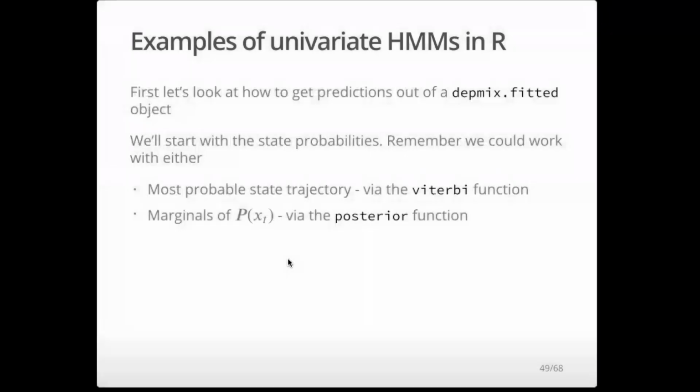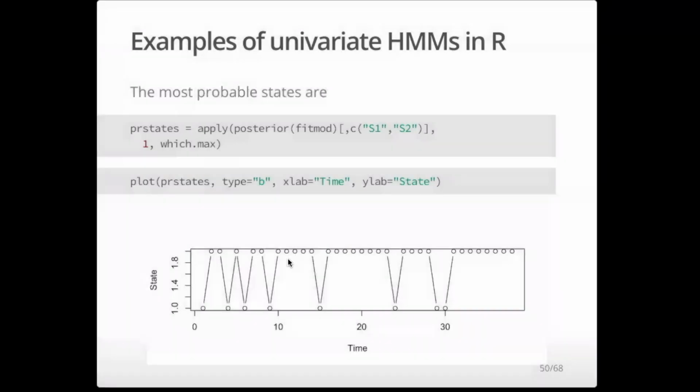All right. So there's a couple things we can do with this output. The first is looking at predictions from our fitted object in DETMIX, and we can start with those state probabilities, which are not the same as the most probable state trajectory. So these X's represent the most probable state at each time step, if that makes sense.